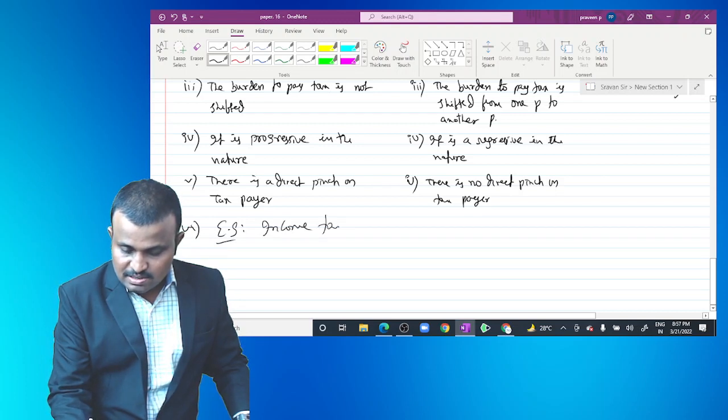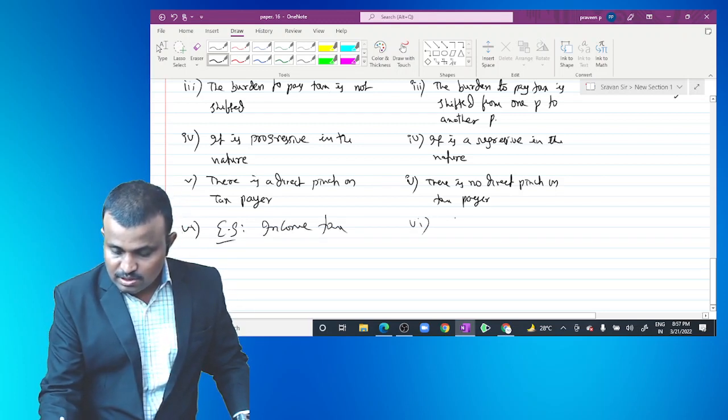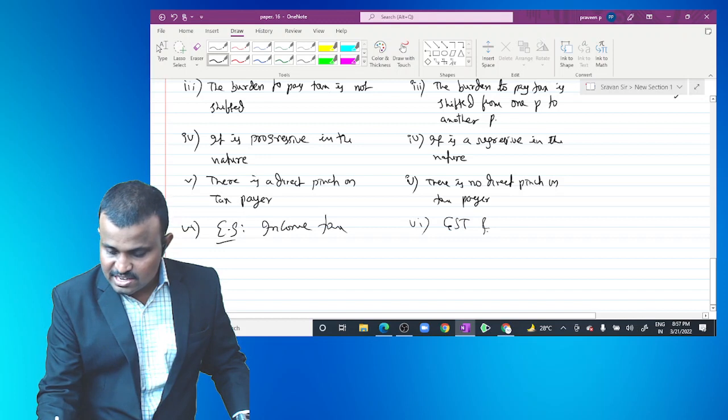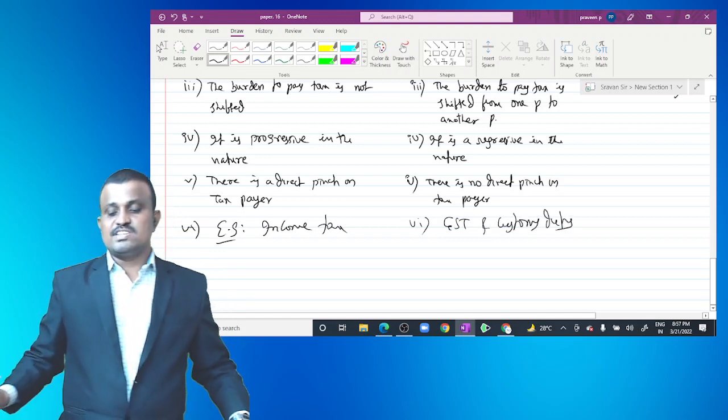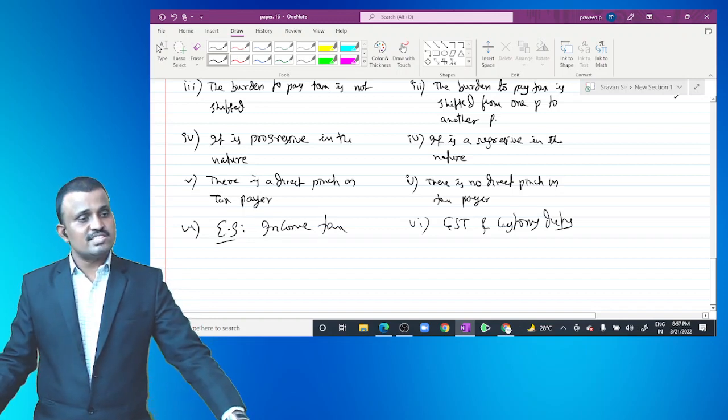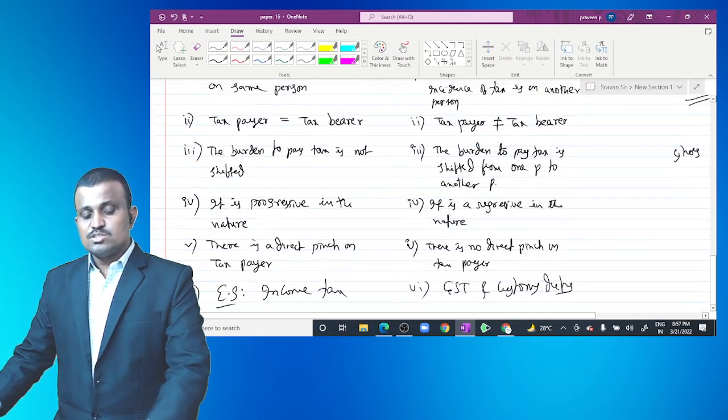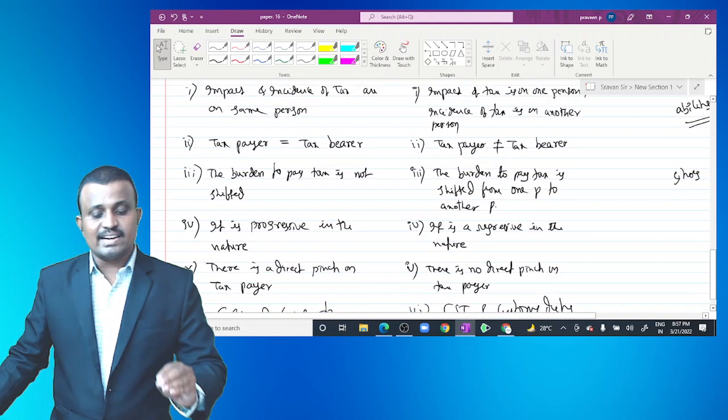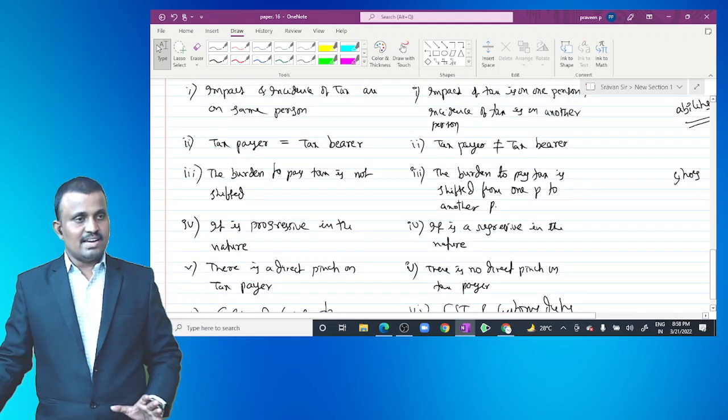The best example for direct tax is income tax. For indirect tax, GST and customs duty. So these are the differences between direct and indirect tax.